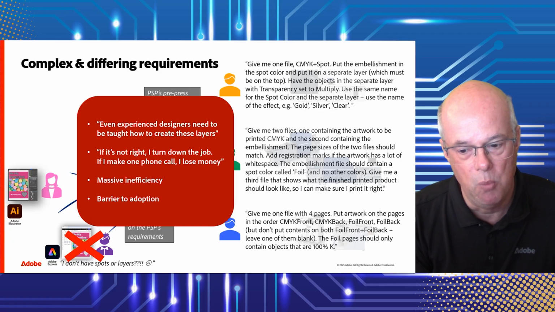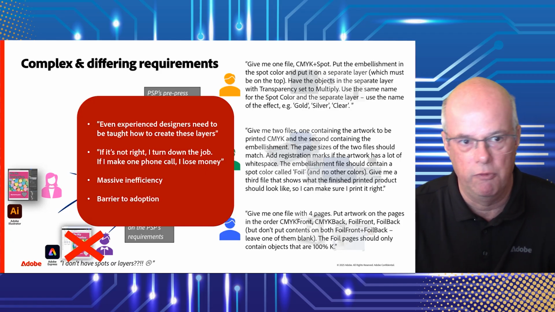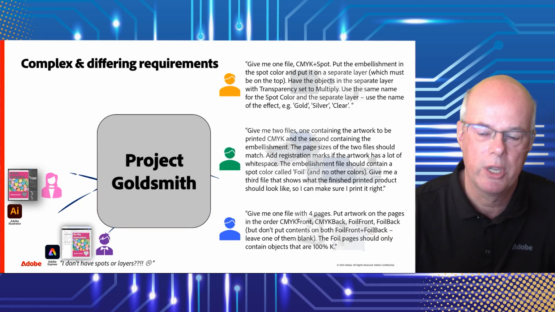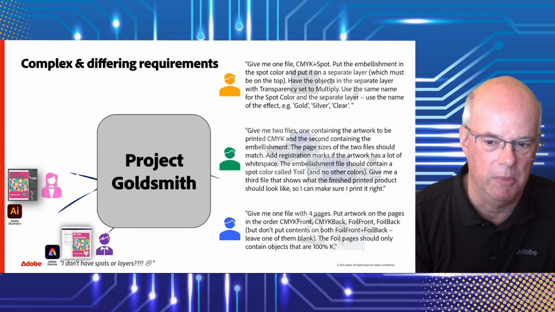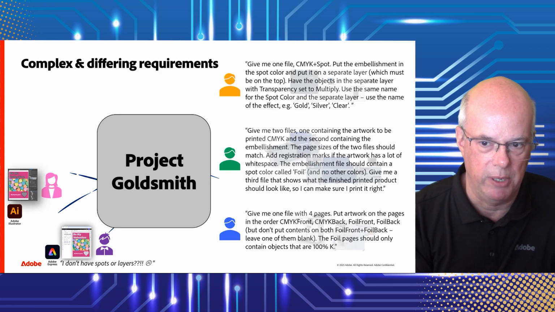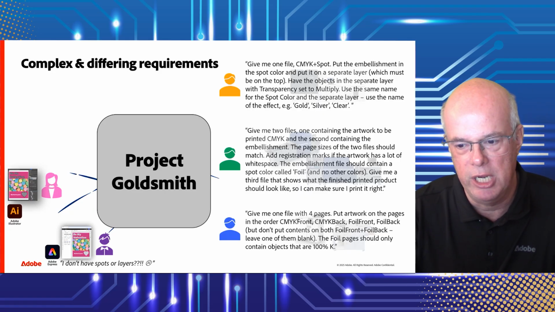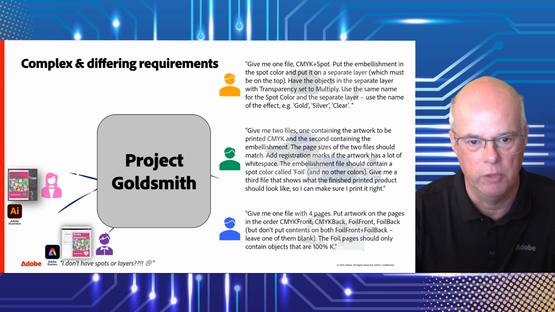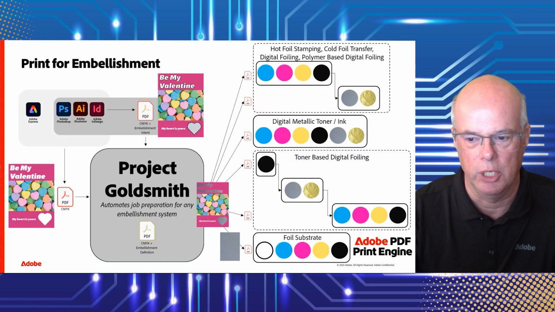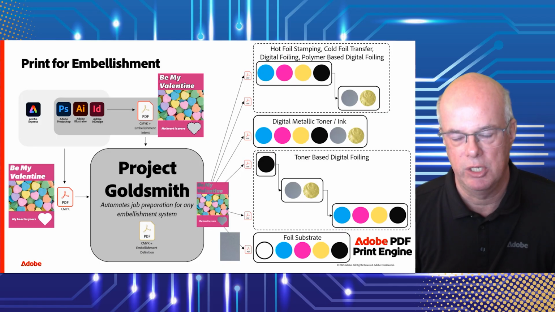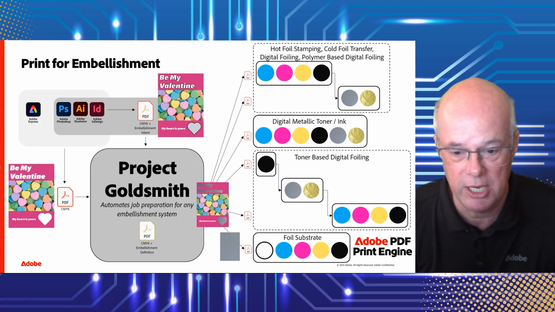So what Adobe's been working on is a solution to this problem for prepress departments and our print service provider friends. We're calling this Project Goldsmith at the moment, and it's part of the Adobe Print Services, which will be available at some point in 2026. Project Goldsmith bridges this chasm between the world of the designer and the world of production. And it allows us to automate job preparation for any embellishment system, whether intent is present or not.